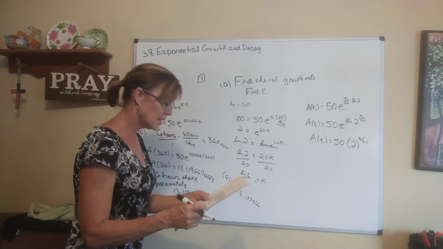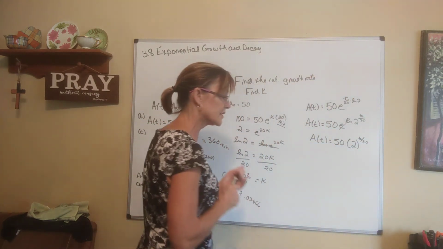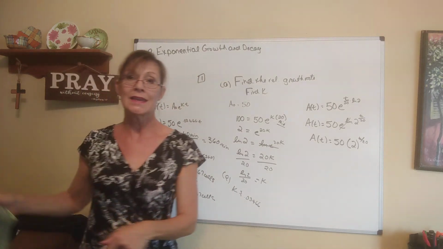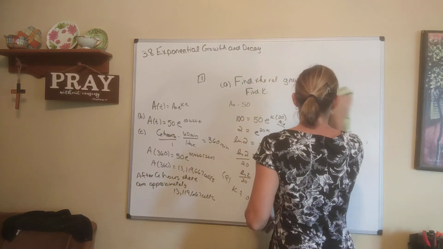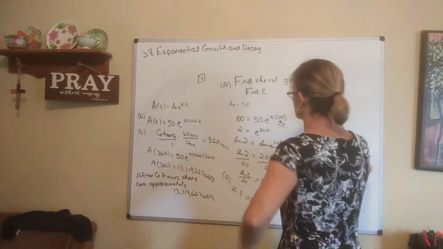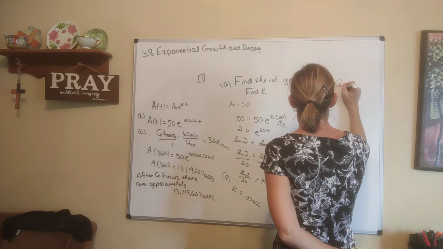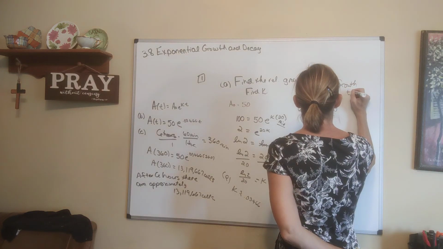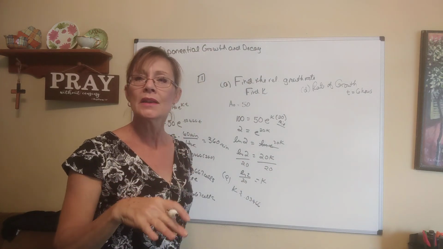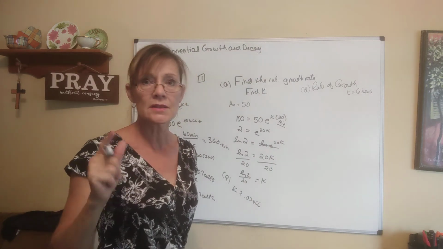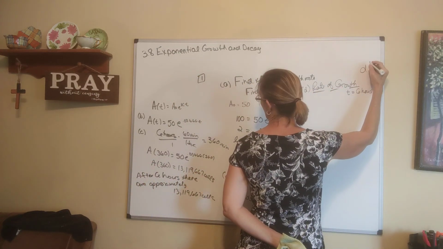Let's see, what is part D? D says find the rate of growth after 6 hours. Those sound almost the same, but they are different. Rate of growth is a derivative, so that's what we have to do. So part D says find the rate of growth when t is 6 hours. Again, I have to convert 6 hours to minutes because mine's in minutes, so 360 minutes is what I'm going to plug in. But the rate of growth means dA/dt.